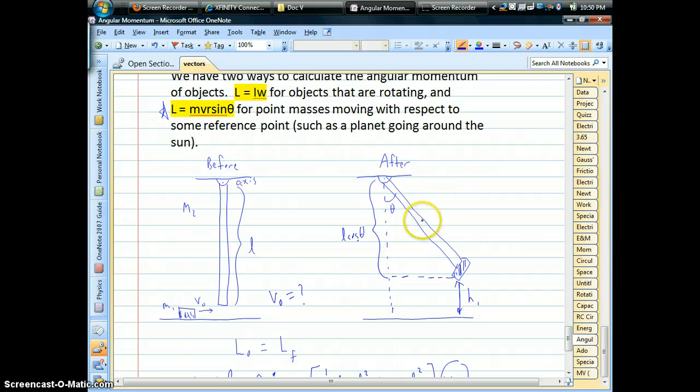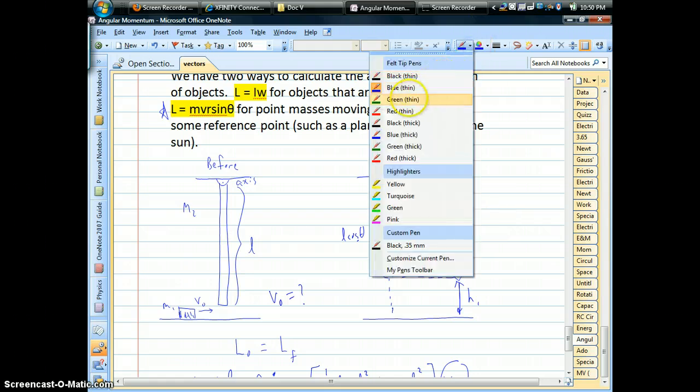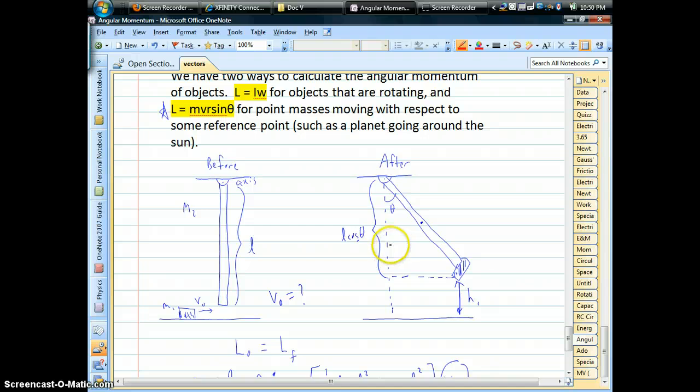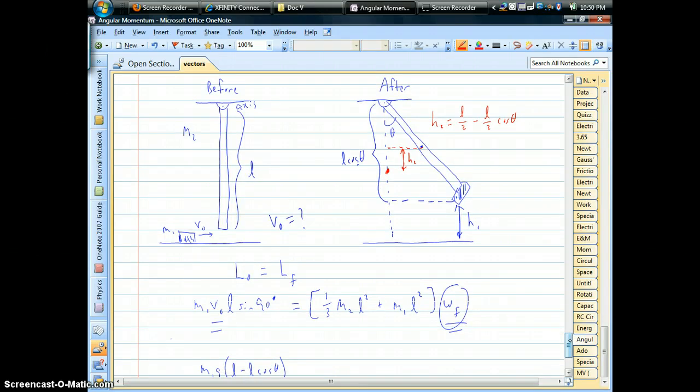Now for real objects like this, we have to make use of the height that the center of mass goes up. Let me change colors here. Originally the center of mass of the stick was halfway down. So that center of mass goes up some height right there. This height is going to be half the length of the stick minus half the length of the stick times cosine theta. So same idea, but it's a different height that it goes up compared to what the block goes up.